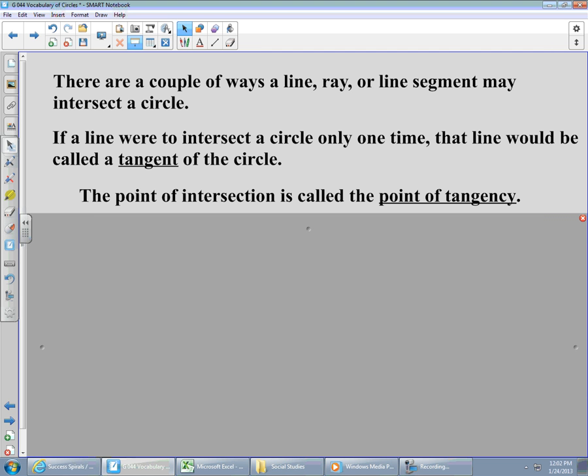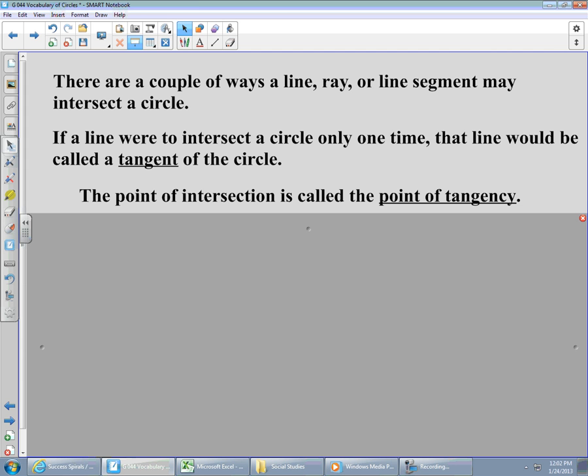And like I said, we're not going to go deep into the relationships of what happens with a tangent or with the point of tangency, but do understand that if you go as far as pre-calculus at some point in time, you're going to spend a great deal of time working on different types of problems that are going to be associated with tangents and points of tangency.